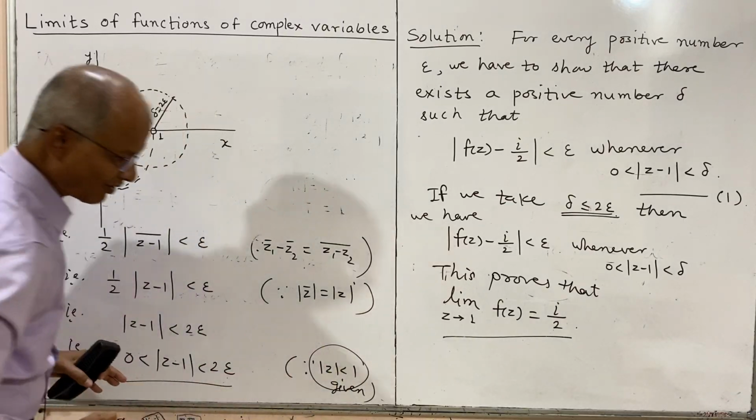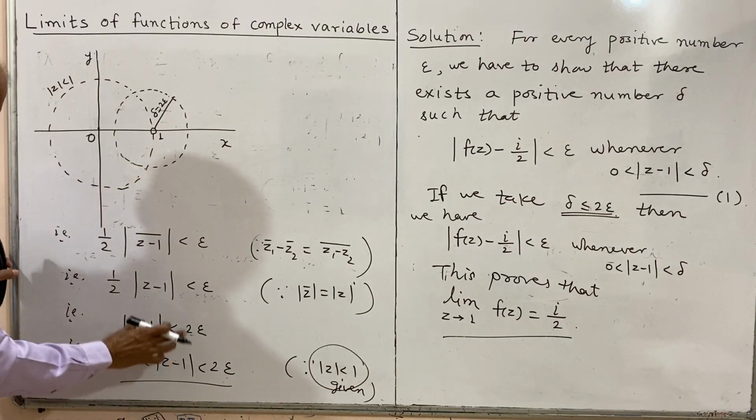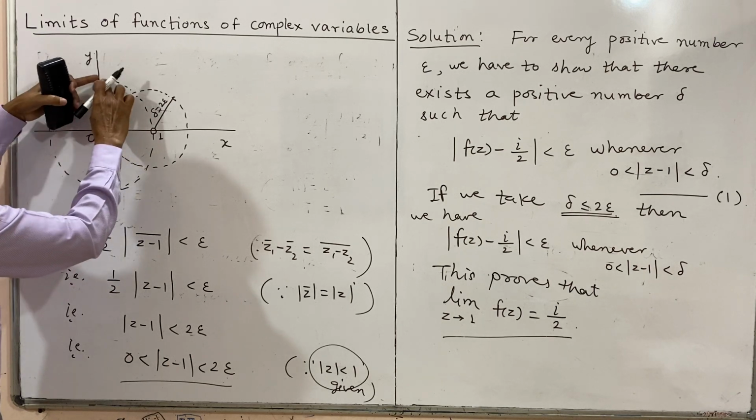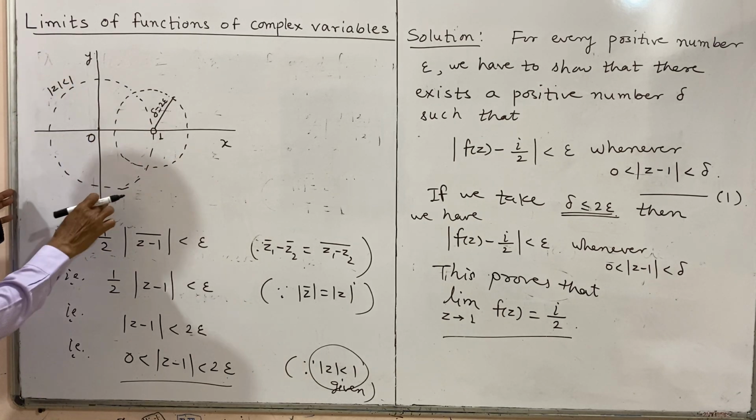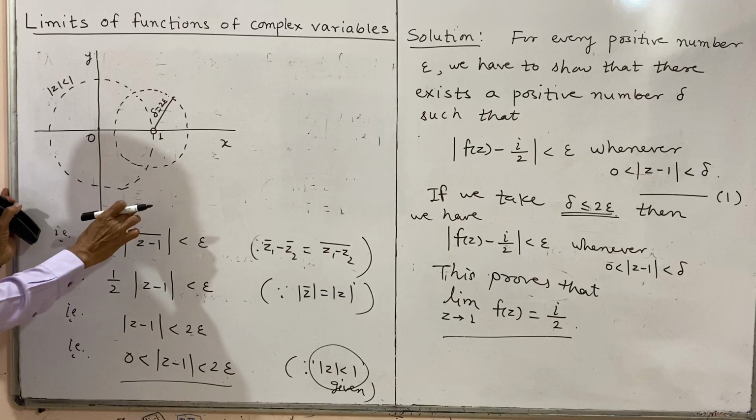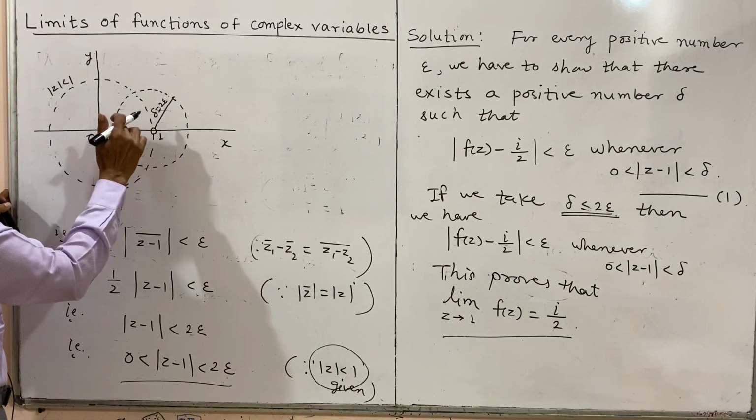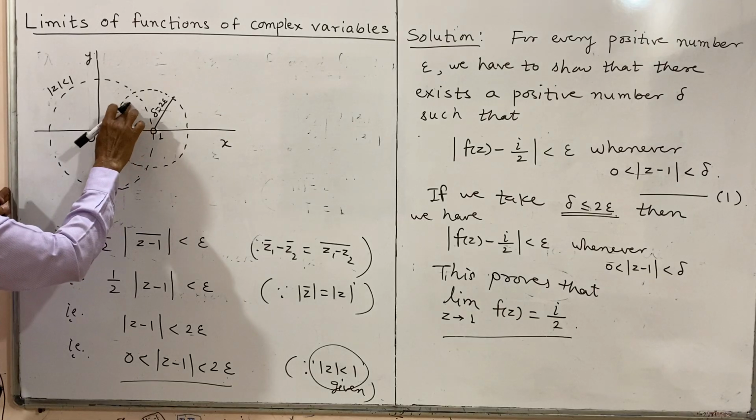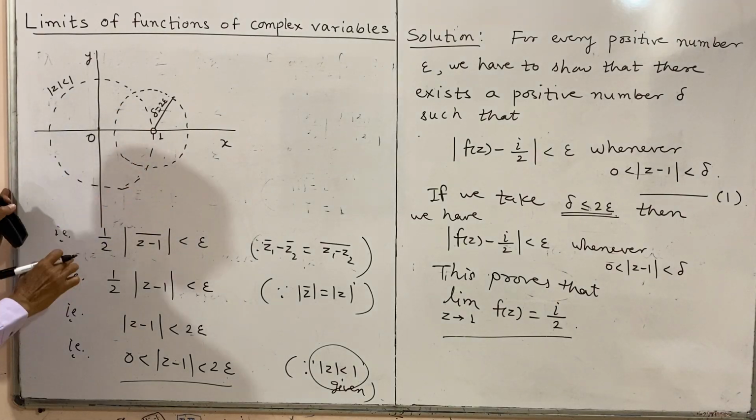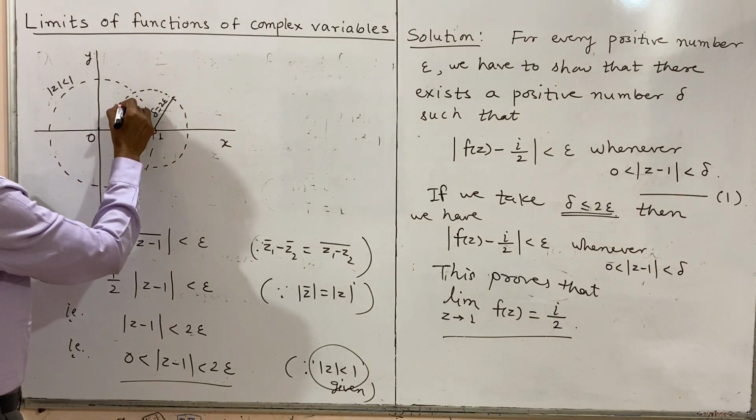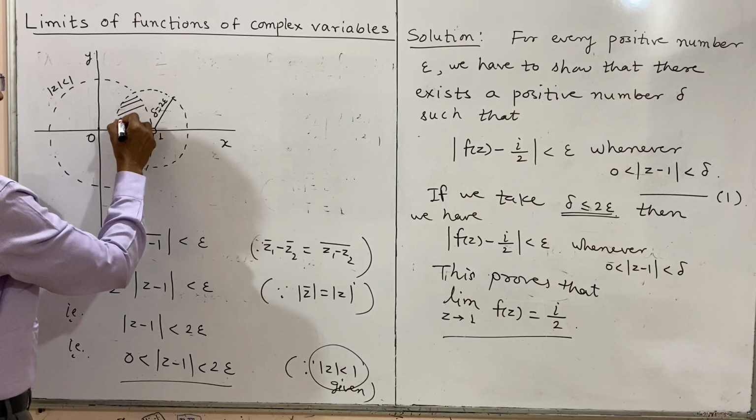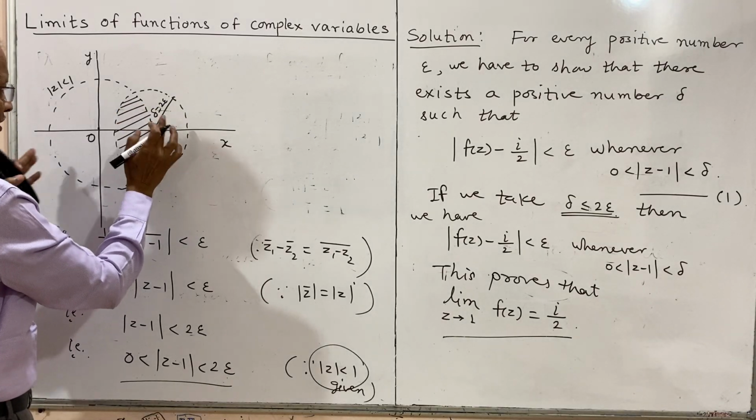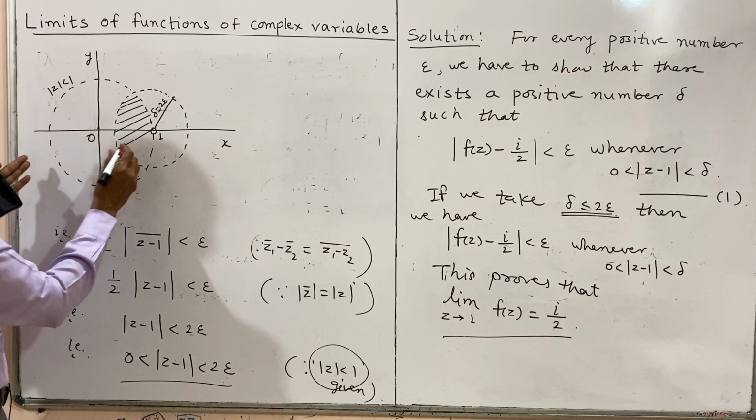Z is less than or equal to 1, that is, z lies within this circle, and z also must be in this neighborhood. Both conditions are satisfied by z lying in this region, or we may show it like this shaded region. Z lies in the neighborhood, and z lies within the circle.